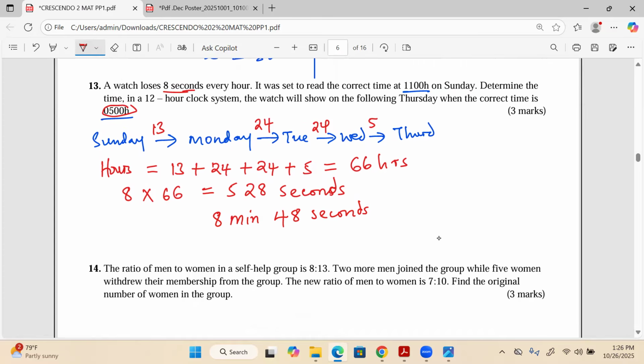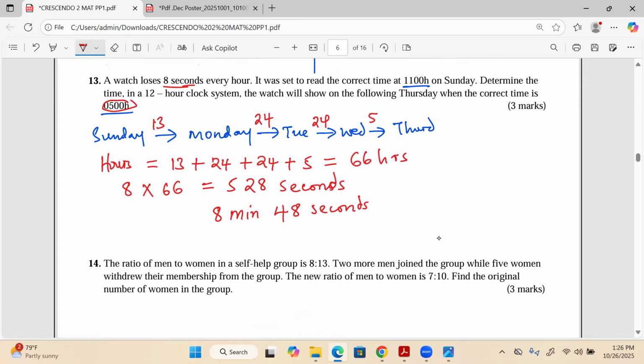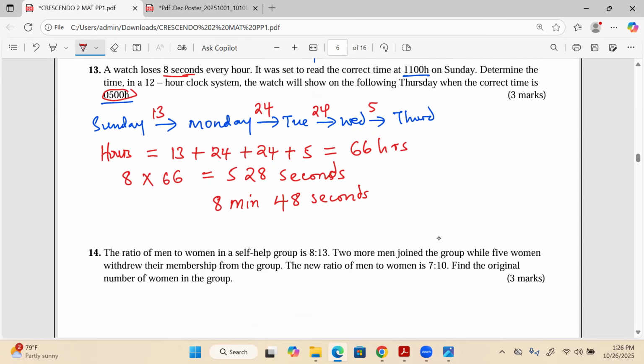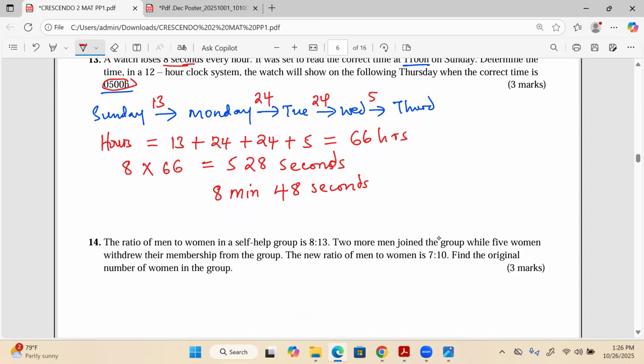When we convert that, when the correct time was 5, now we're supposed to subtract from 5 hours. These are hours, these are minutes, and these are seconds. So 8 minutes, 48 seconds. So it should be reading, when we subtract, we can take 60 seconds minus 48. We get 12 seconds.